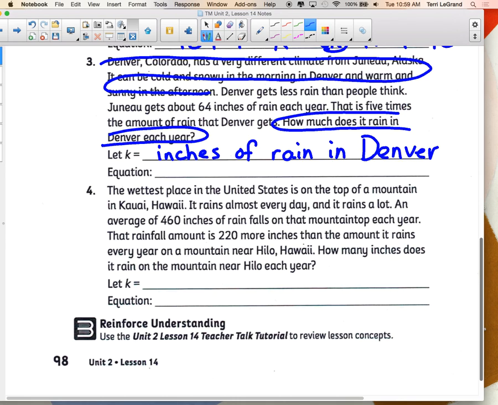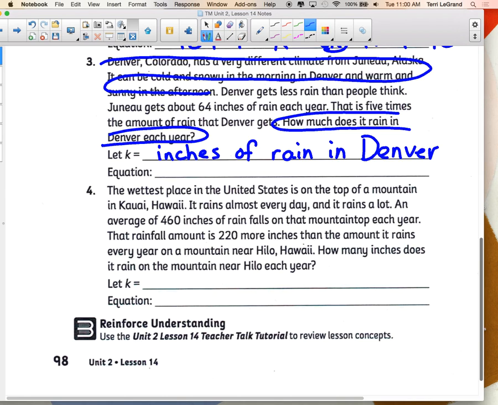Denver gets less rain than people think. That might be kind of good information. It still doesn't give us any numbers, but we're talking about rain. Juneau gets about 64 inches of rain each year. That is 5 times the amount of rain that Denver gets. So who gets more rain, Juneau or Denver? Juneau. Those are things you have to decide. Juneau gets more rain than Denver does.